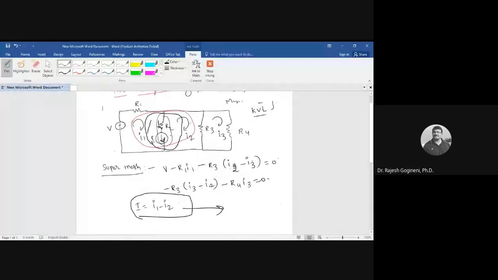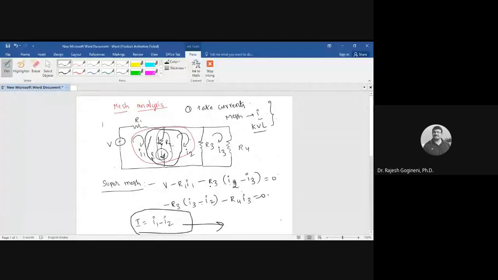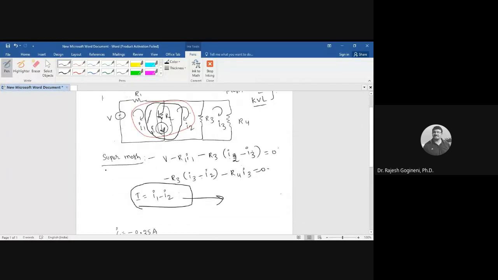Let's do one problem on this, so you will get some idea what a super mesh is. First, if you want, you can write some theory on what a super mesh is. Put a heading like super mesh analysis and write down what a super mesh is.